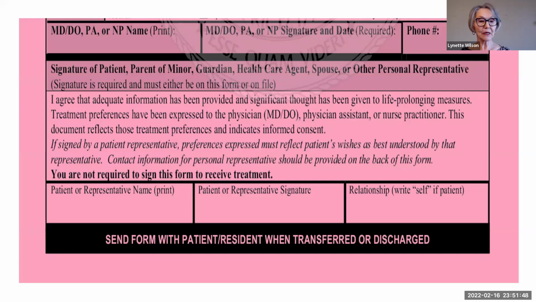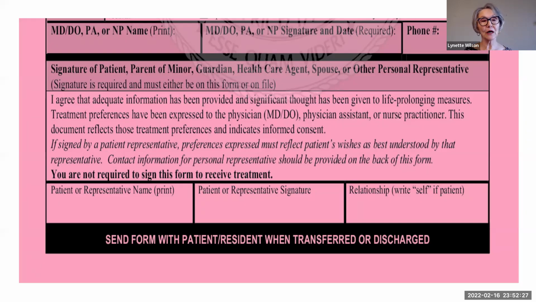Then the last part of the front of the form, there's some things on the back of it, is the signatures. And you have to have, again, the signature of the physician, PA, or nurse practitioner who is writing this order, the date, their contact phone number, and printing their name to make sure that it's legible. And then the patient or patient representative, their name, their signature, and their relationship to the patient.